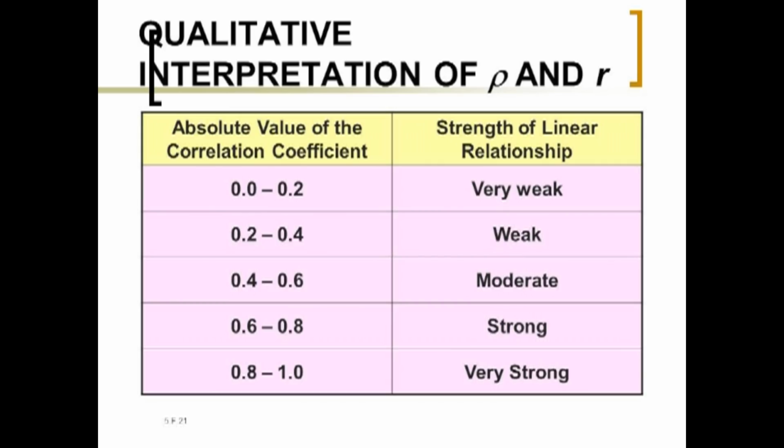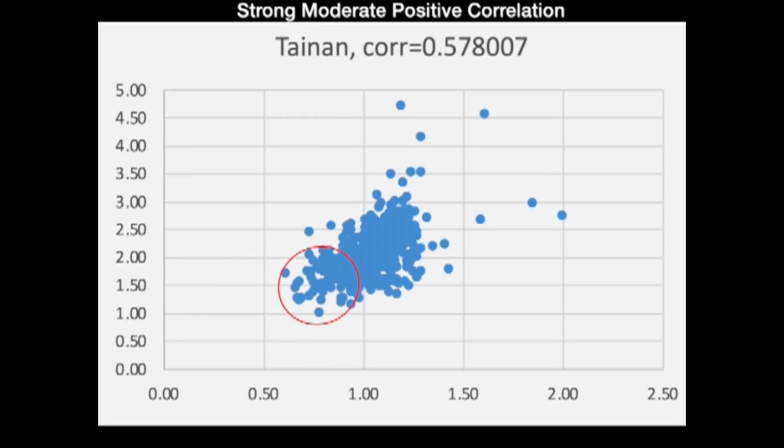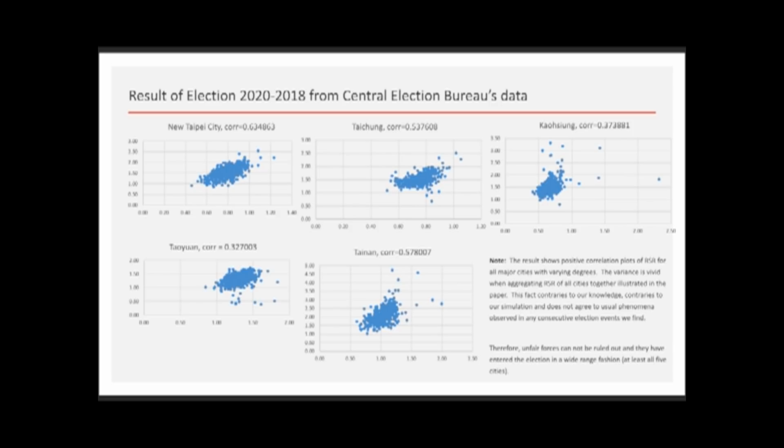So this is a chart of the correlation coefficient and a corresponding adjective that we use to define the strength of the linear relationship. So on this page, we can see all 5 cities' correlation coefficients and the KMT's RSR compared to the DPP RSR on the y-axis. Now, notice Tainan and Taoyuan. Tainan does in fact have areas that are left of 1, which means that there was ballot theft in Tainan. However, in Taoyuan, we can see that the vast majority of the areas are above 1, which is completely different from all the other cities.